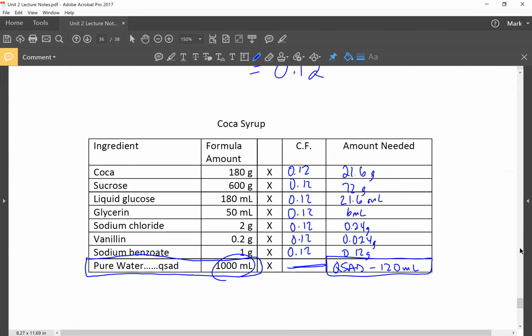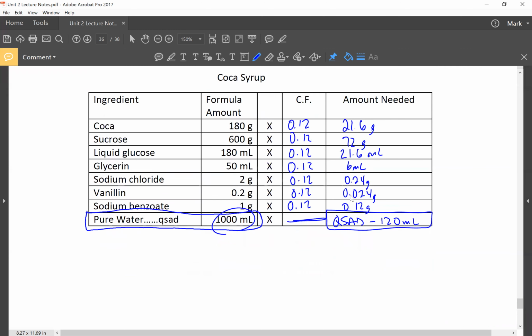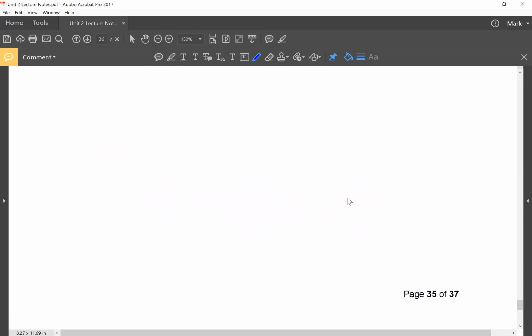Again, what this means is we're going to add water until this equals 120 milliliters. All right, there you go. That's pretty easy. I encourage you guys this week to maybe bake something, try a recipe and see if you can change the amount.